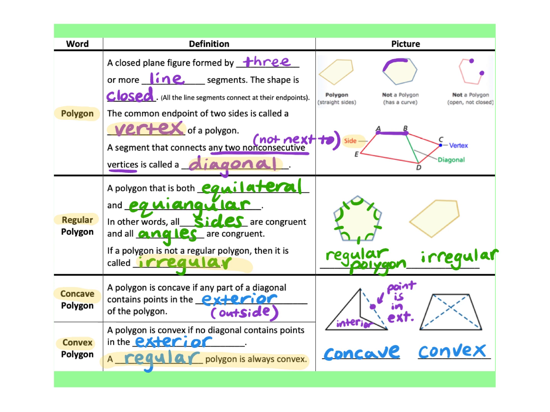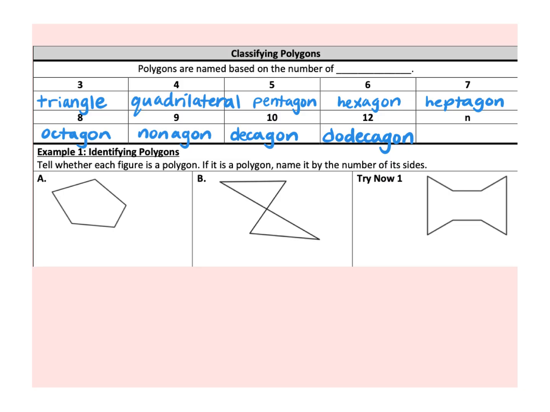And now let's go ahead and do one last classification. As I'm sure you're aware, we can name a polygon based on how many sides it has. A polygon with 3 sides is a triangle. 4 sides is a quadrilateral. 5 is pentagon. 6 sides, we have a hexagon. 7 sides is a heptagon. 8 sides is an octagon. 9 sides is a nonagon. 10 sides is a decagon, and 12 sides is a dodecagon.